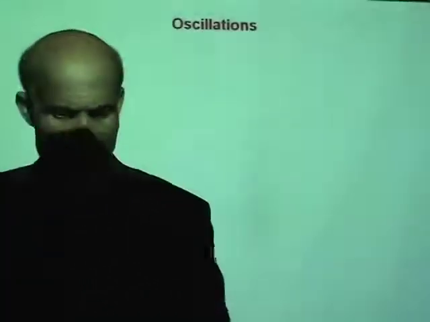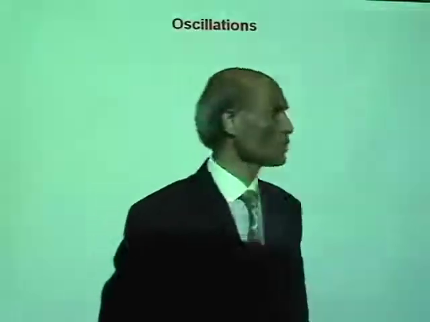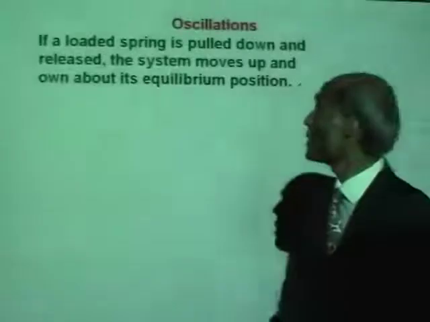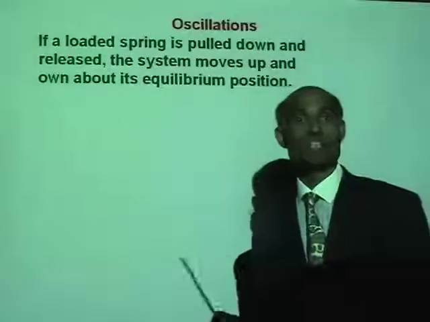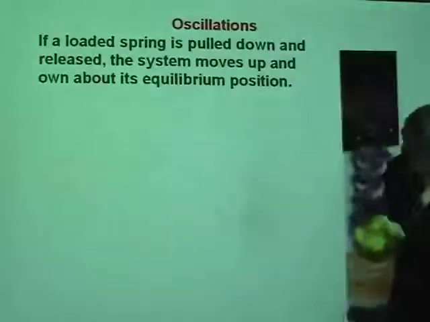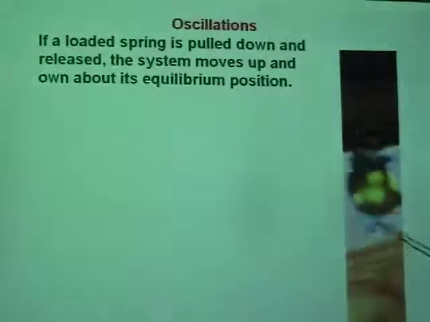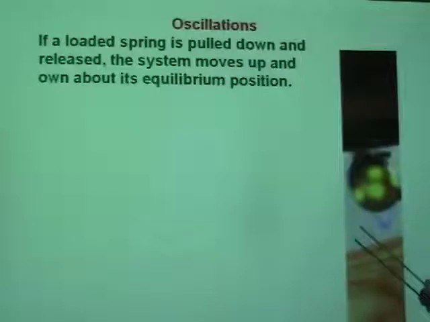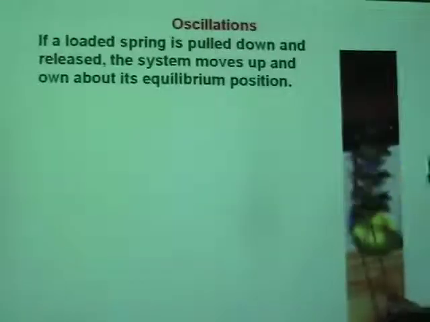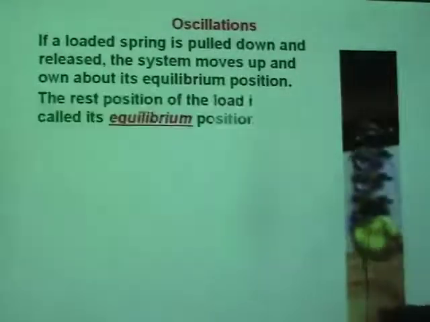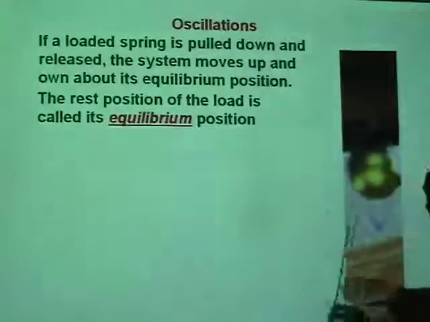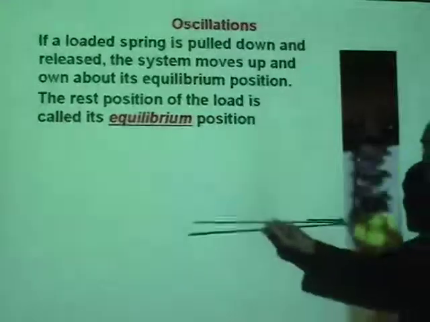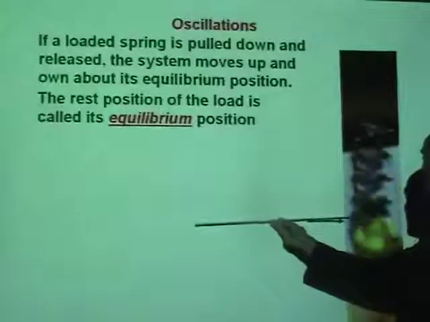Alright, let's talk more about oscillations. If a loaded spring is pulled down and released, the system moves up and down. I have an illustration here, the same thing I just showed you. The system moves up and down about its equilibrium position. You understand what that equilibrium position is? Well, the equilibrium position is over here.